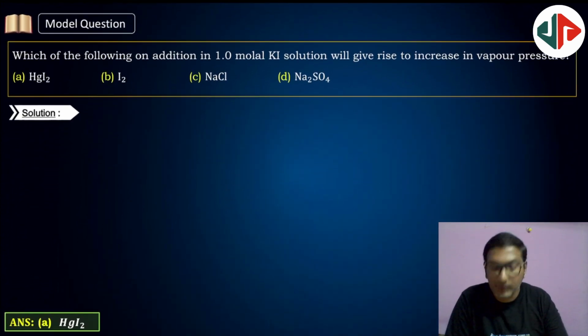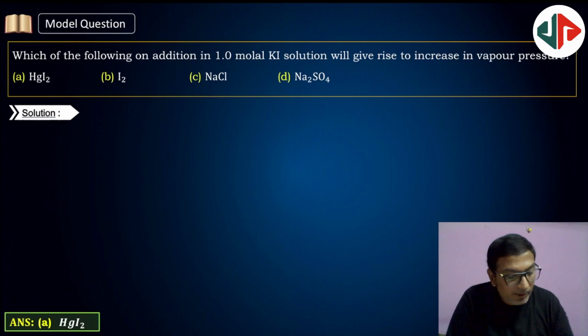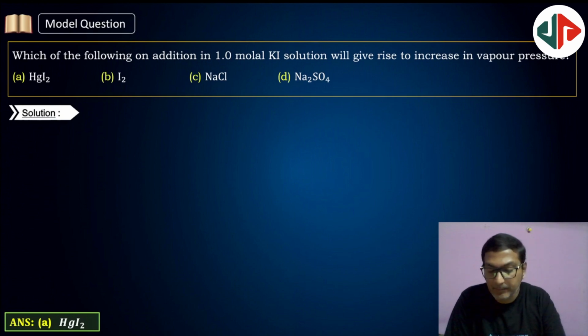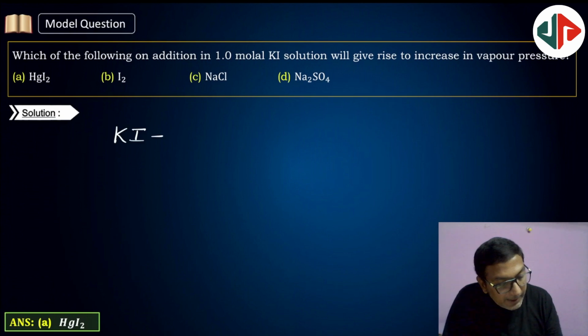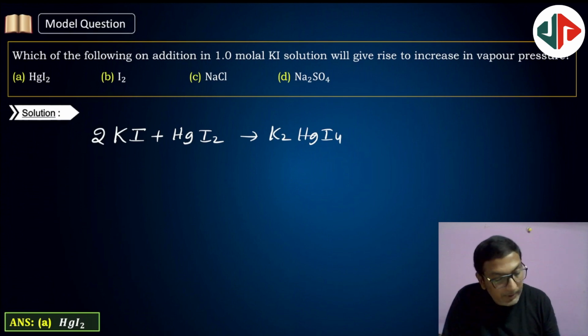Next. This is also important. Which of the following on addition to a 1 molar KI solution will give rise to an increase in vapor pressure? Increase in vapor pressure. That means if KI is added to HgI2, take 2 moles of KI, it gives K2HgI4. So here the number of particles decreases.